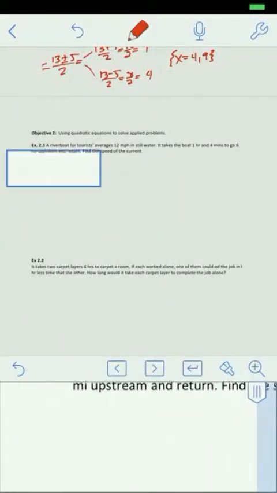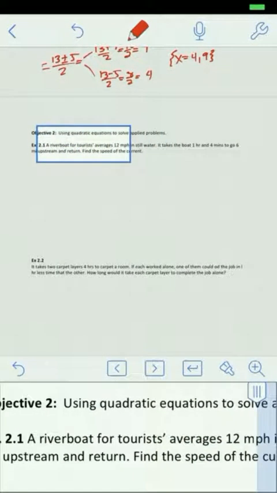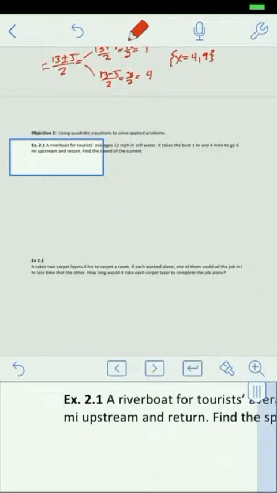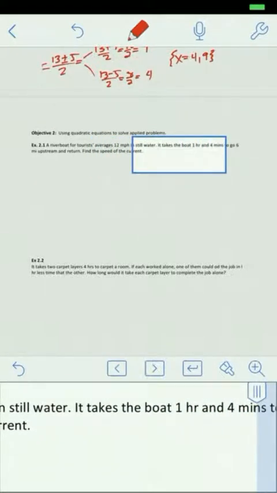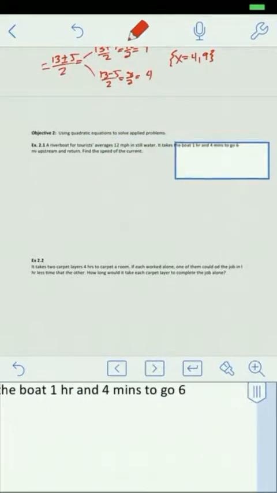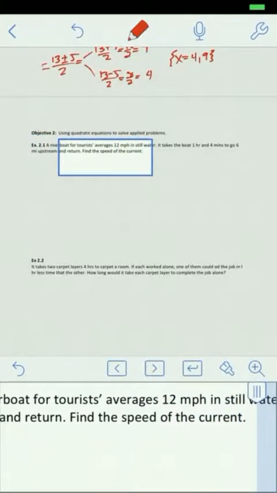Now let's try some word problems. We've got some word problems that we can use quadratic equations to solve. First one: a riverboat averages 12 miles per hour in still water. If it takes the boat an hour and 4 minutes to go 6 miles upstream and return, find the speed of the current.